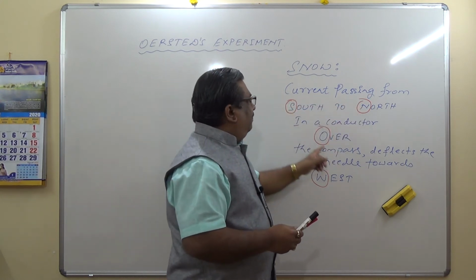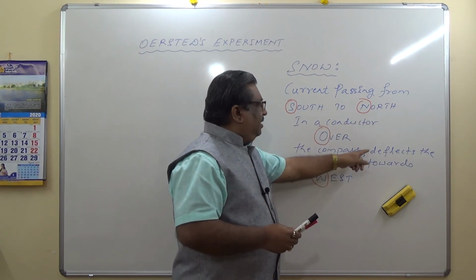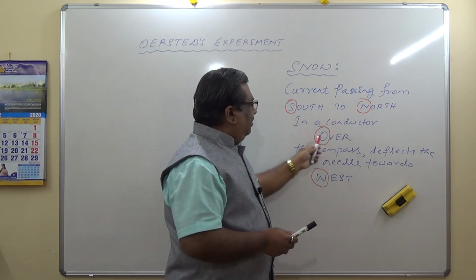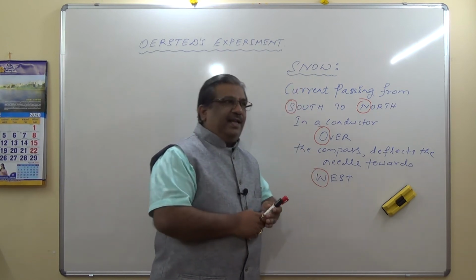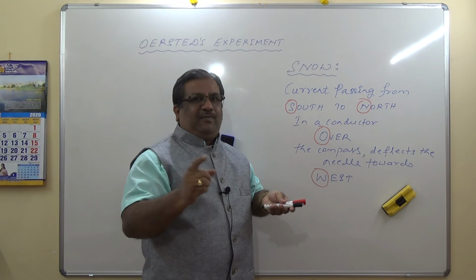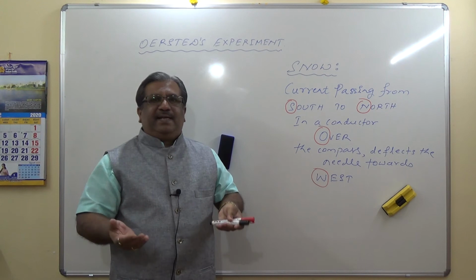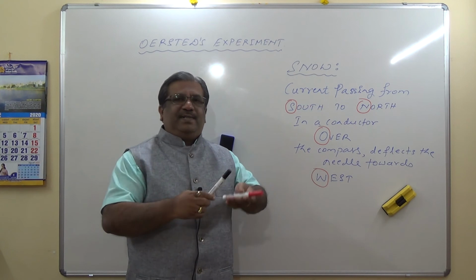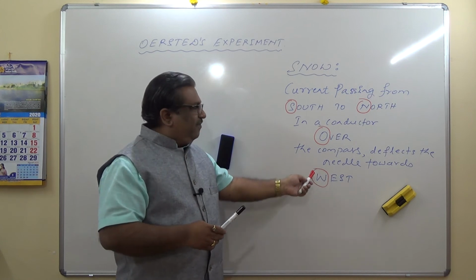Current passing from south to north in a conductor over the compass deflects the needle towards the west. S-N-O-W. If the current flows through a conductor from south to north, and if the conductor is placed over the compass, then the needle of the compass will deflect towards the west. Why the needle deflects? Because it experiences force. Why it experiences force? Because a current carrying conductor behaves like a magnet. So in the vicinity, one magnetic compass needle also experiences a force, and it deflects towards the west.